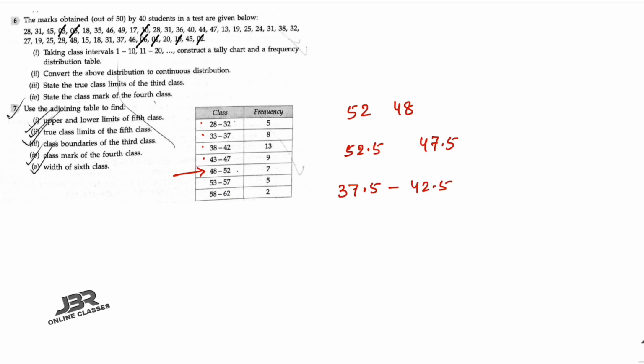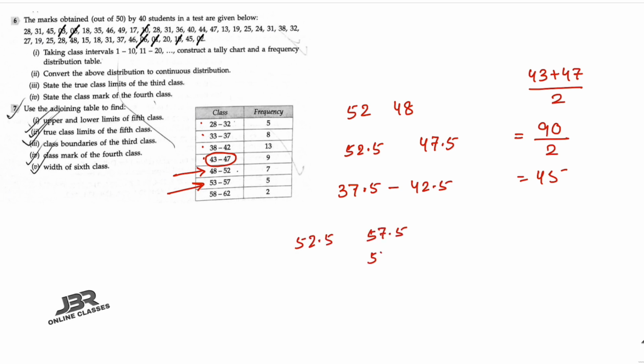Next, number 4, class mark of the fourth class. Here the fourth class is 43 to 47. So 43 plus 47 divided by 2, here it's 92 by 2, so that means 45. Now next one, number 5, width of the sixth class. 6 means 1, 2, 3, 4, 5, 6. So this one is 52.5 to, sorry, 57.5. Just subtract it and it will be 5.0. That means 5 is your answer.